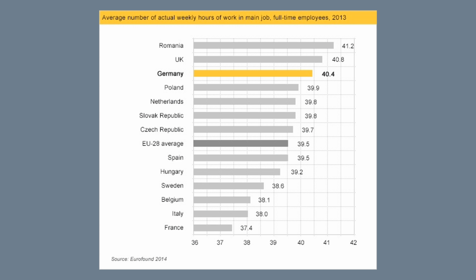This graph was published in a report by the German Economic Development Agency, and it shows how workers in Germany work more hours per week than in most other EU countries. As you can see, this chart starts at 36 hours, which means the differences in the chart look much larger than they are in reality.